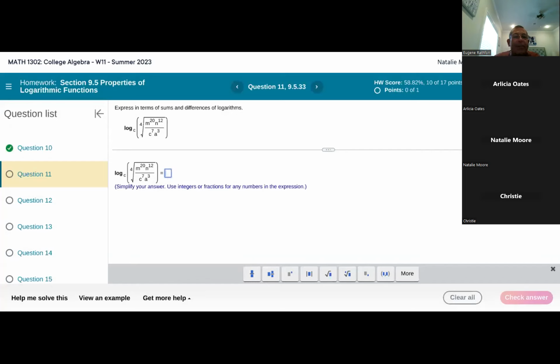All righty, so let me think about this one for a second. So we would have 5 log C of M plus 3 log C of N, plus the C will cancel, giving me a minus 7/4, and then minus log C of A, and that'd be a 3/4.